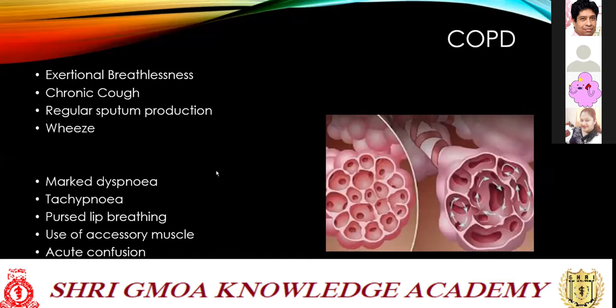Marked dyspnea is there, and tachypnea, pursed lip breathing, use of accessory muscles, acute confusional state because of carbon dioxide retention, and new onset peripheral edema. There are two reasons for that. The first one is right heart failure. The second one is there may be hypoalbuminemia because of the sputum production. So the hypoalbuminemia may be associated with peripheral edema.